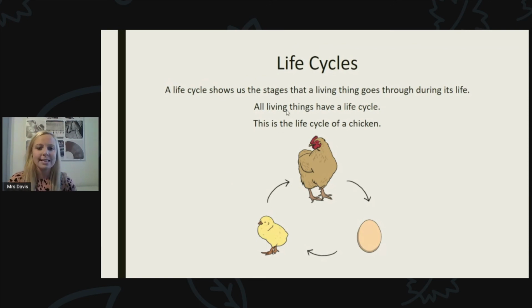Yeah, so this is the life cycle of a chicken. So like we say, we go from an egg to a chick to a chicken, and then a chicken will then lay more eggs, won't they? And then again, the eggs will hatch and a chick will be there. It comes out and then it grows into an adult chicken, and it keeps going round, and that's why it's called a cycle.